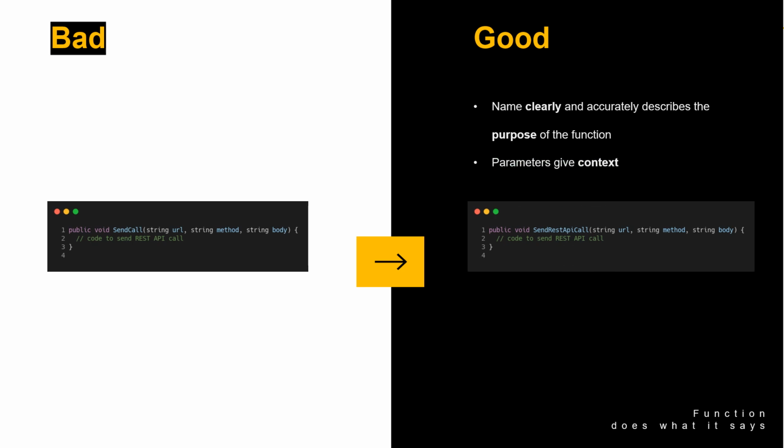On the other hand, here is an example of a C# function with a bad name that sends a REST API call. In this example, the function name sendCall is not descriptive and does not give any information about the purpose or behavior of the function. It's not clear what the function is doing just by looking at the name, and it would be necessary to read through the implementation to understand its purpose.